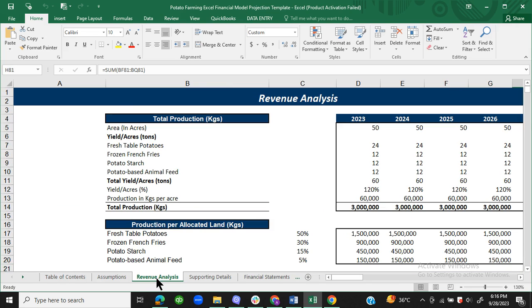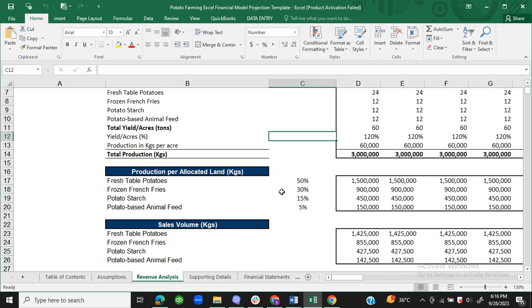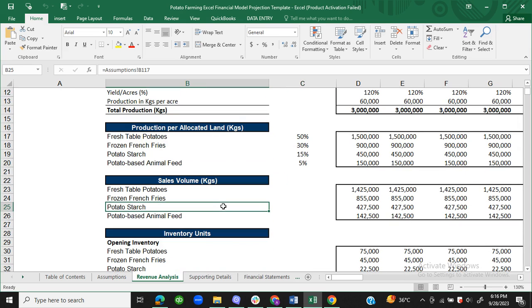The next sheet, revenue analysis. This sheet not only contains the annual and monthly analysis of revenue, but also contains analysis for cost of goods sold, total production, inventory, and sales volume.